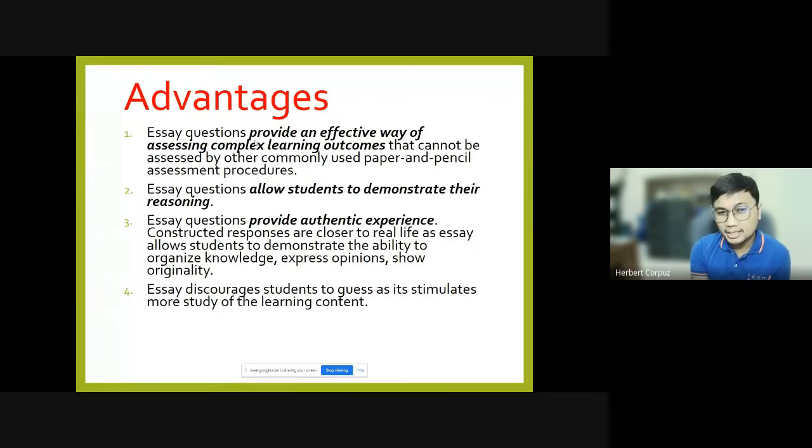So make sure that if I would ask you to complete, kasi merong task this coming week na kailangan nyo kompletuhin, make sure that your learning outcome there is something that is complex. What do you mean by complex learning outcome? If the attainment of that outcome cannot be measured by merely preparing an objective test type, then make use of an essay type test.